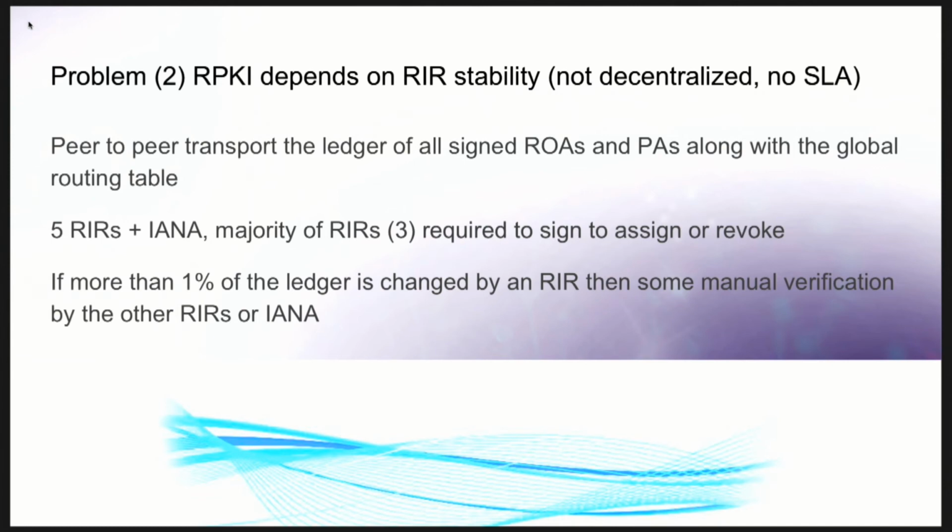So there's five RIRs plus IANA, majority of them, three, required to sign to revoke and reassign. And then if more than like 1% of the ledger is changed all at once, like somebody accidentally deletes the whole internet, then have a little bit of manual intervention or verification at least.